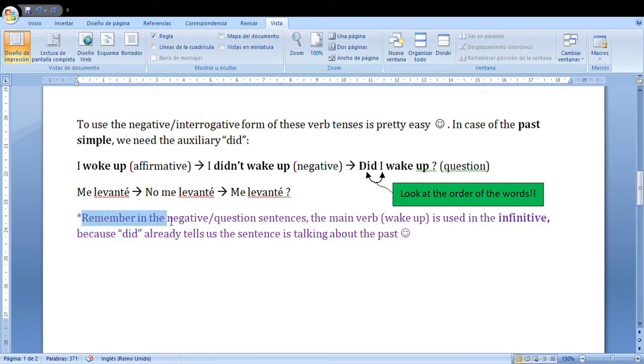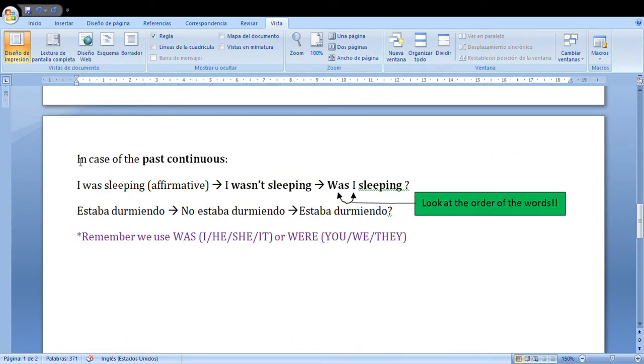Okay, I put here the reminder that the verb, as I explained, this verb after did, didn't, and in the question has to be in the infinitive, the first column, okay, of the verb. And finally the same for the past continuous. I was sleeping, which is the affirmative. I was not sleeping, or I wasn't. And then again I have to change the order. I was, it changes into was I sleeping. In Spanish would be estaba durmiendo, no estaba durmiendo, or estaba durmiendo in a question, okay?